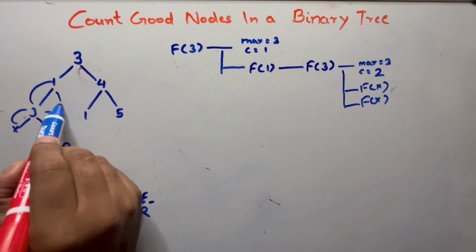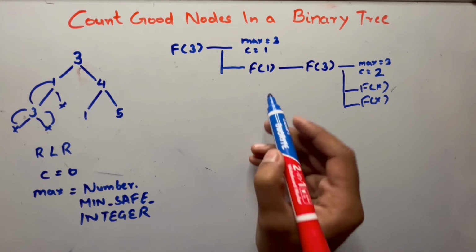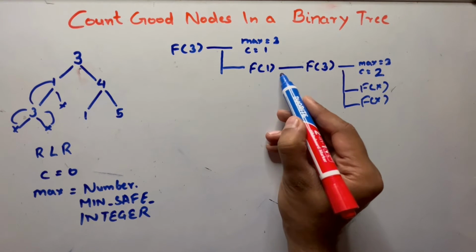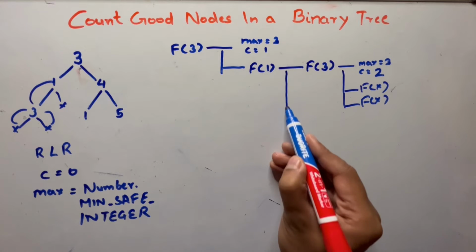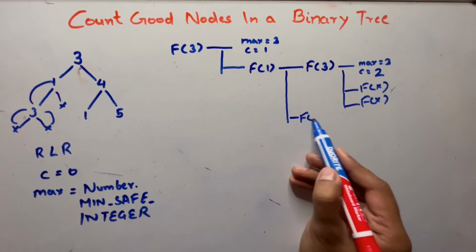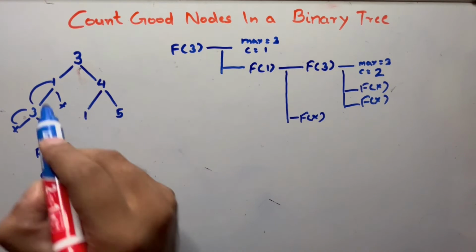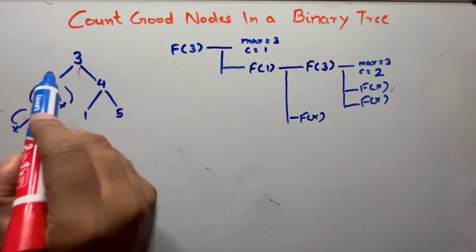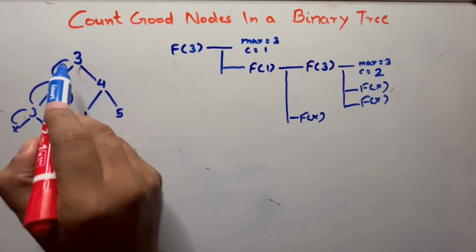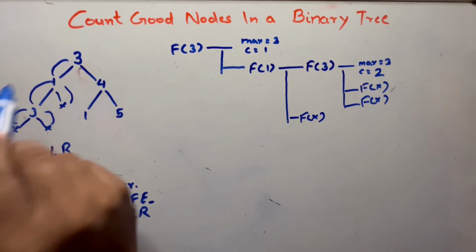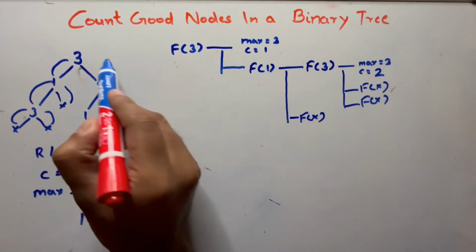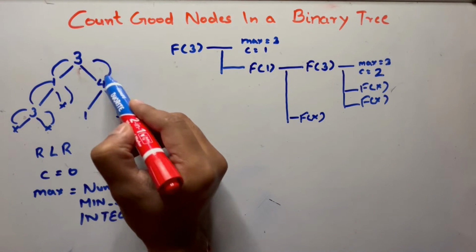Now it will check for the right, which, if we look over here, is nothing but a null. So it will also return back to this particular call. Now it will again return back to the parent, and the parent has done the left tracking.